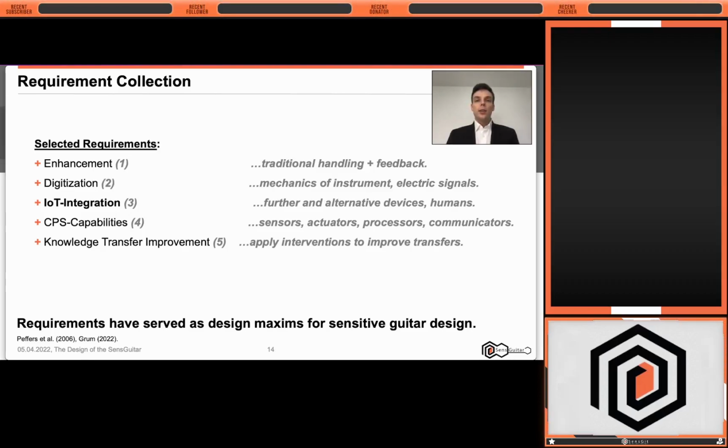Third, IoT integration. Internet of Things integration. The stringed musical instrument as a technical device needs to be integrated in the IoT structure, so that communication between the stringed musical instrument and further dialogue partners can be realized. These partners can refer to further sensitive instruments, alternative devices, and human process participants.